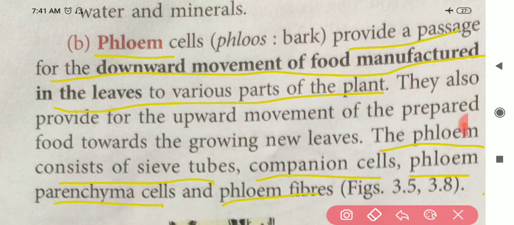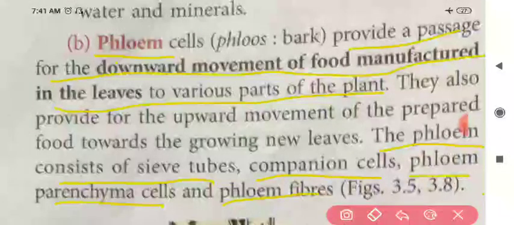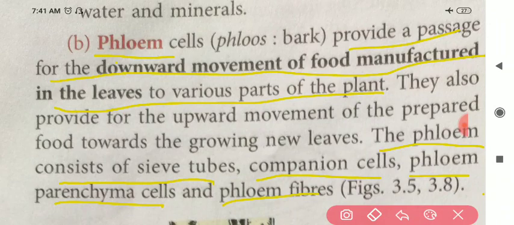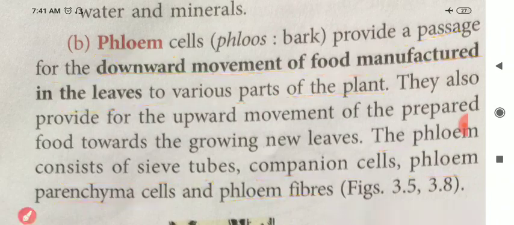Clear? So what is phloem? The function of phloem is clear from the first line which I made you underline. Then next, what does phloem consist of? Phloem consists of sieve tubes, companion cells, phloem parenchyma cells, and phloem fiber.